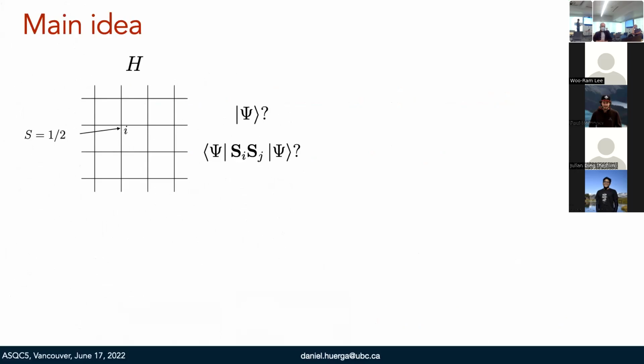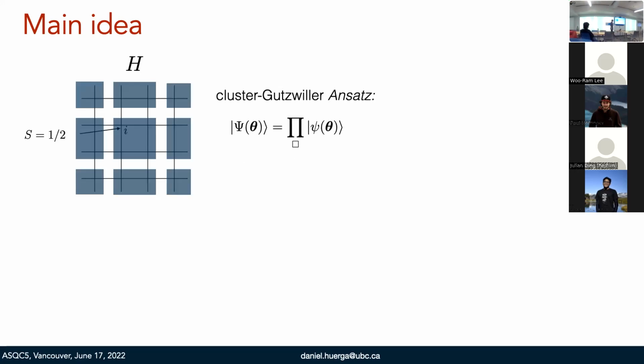So the main idea is that we have a Hamiltonian that is physically motivated, and we would like to know which is the ground state, but more specifically, which are the correlators defining the features of the phases emerging in the system. Let us take for simplicity a square lattice where we have spin 1/2 degrees of freedom on each vertex. And one approximation to this Hamiltonian in 2 dimensions, one very easy approximation actually, is just a cluster-Gutzwiller ansatz.